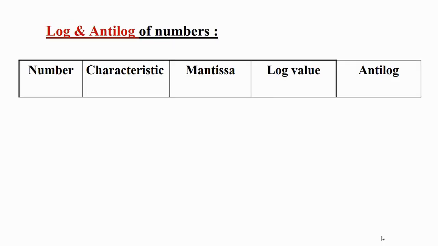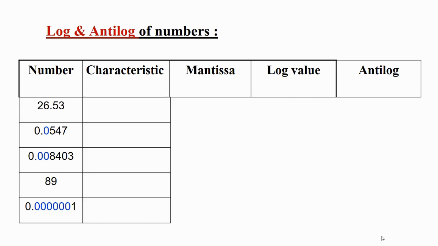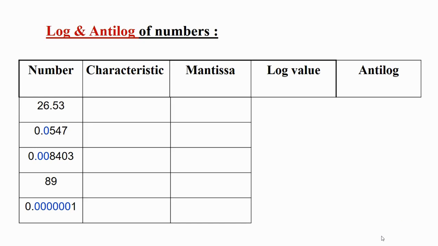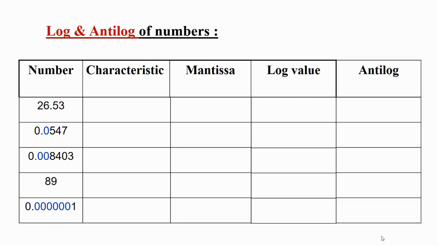Now students, some work for you. Some numbers are given to you. Find the characteristic of those numbers, then find out the mantissa, then find the log value, and then go for the antilog value. You will observe that when you find the antilog of the given log values, whatever number you initially considered, the same number you will have in the column of the antilog table. From this, we understand, students, that the antilog is the reverse process which gives you the original number. Thank you.